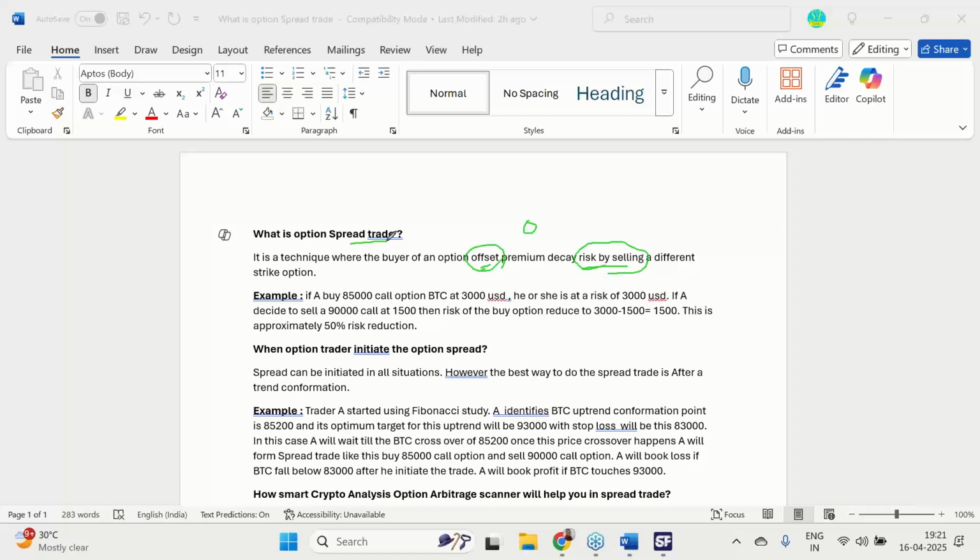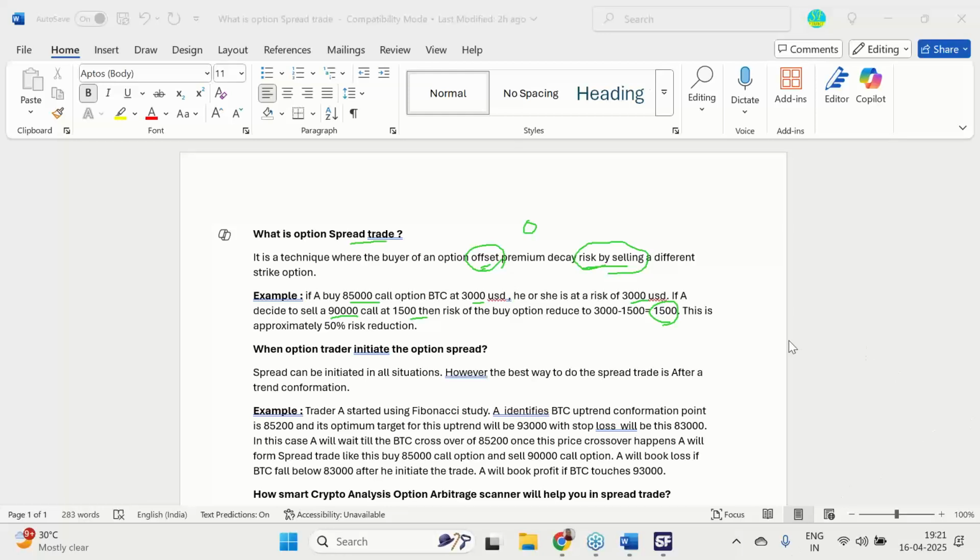A trade has a risk. To offset that risk, we need to do something called a spread trade. For example, if you are buying an 85,000 call option of BTC at $3,000, your risk is $3,000. If you decide to sell a 90,000 call option at 1,500, then the risk is offset, reduced by 50%. It becomes 1,500. This is a 50% risk reduction. You can reduce 60%, 70%, 80%, 90%, 95%. Also you can reduce 100%.